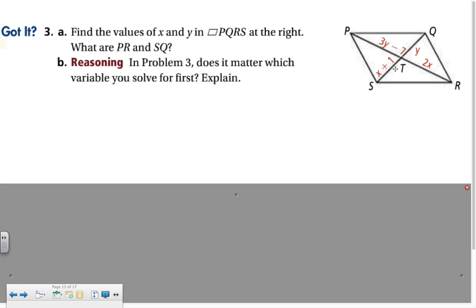What is the value of x? What is the value of y? Then I want you to find what PR and SQ are. You do not need to do part B, but just find part A, pause the movie, write those down, and then continue the movie.